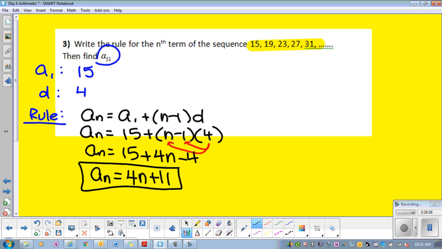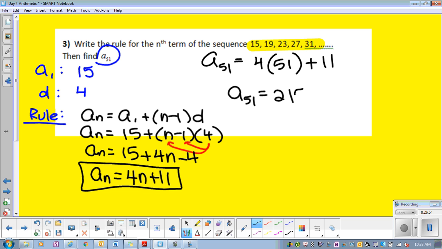Yes? Good. So now let's find a sub 51. Plug in 51 for that n. Is it 214? Is it 215? Plug it in again. I can show my work. I proved it. 215. Oh no, it's 11 because 15 minus 4 is 11. Even if you did 15 plus a negative 4, you should still get 11. Just see what you put in the calculator because you probably just put in the wrong thing. So what was it? 215. Yep. All right, good.